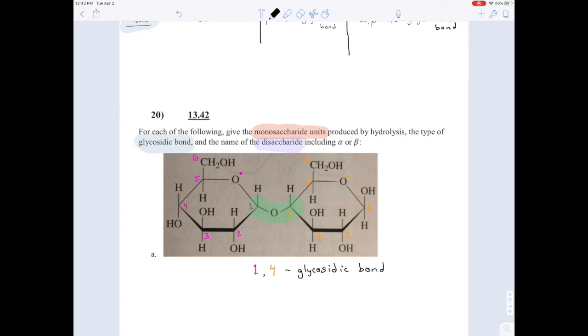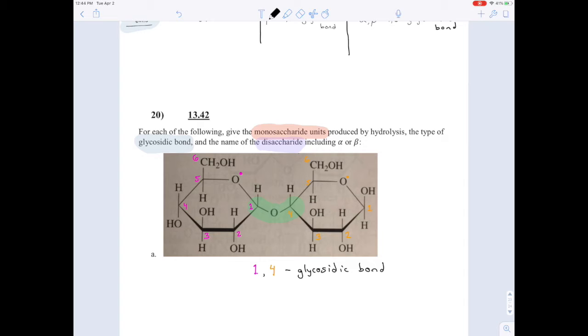Glycosidic is a big fancy $10 word, but the glyco there comes from the same Greek root as gluco in glucose. In Greek, it comes from the word for sweet. So this is a bond that's holding two sweet things, in other words, two sugars, together. So, a 1,4 glycosidic bond.